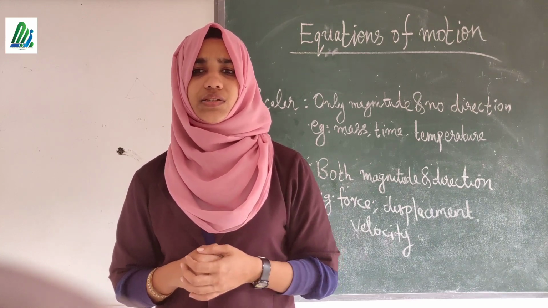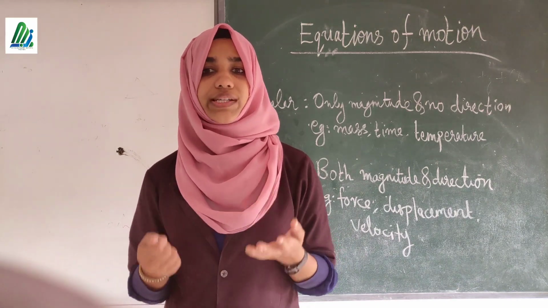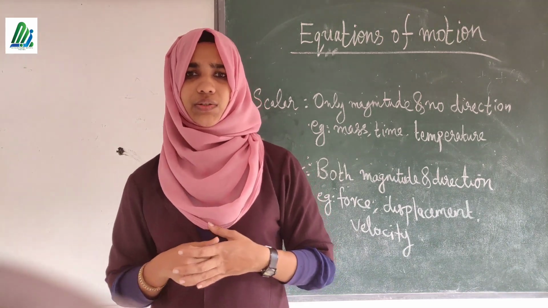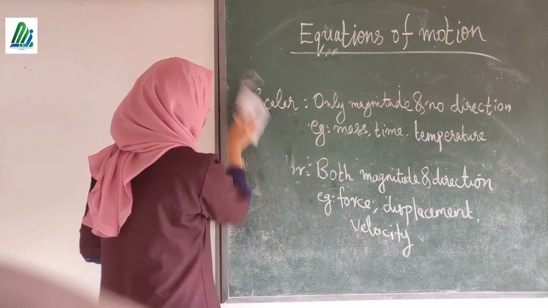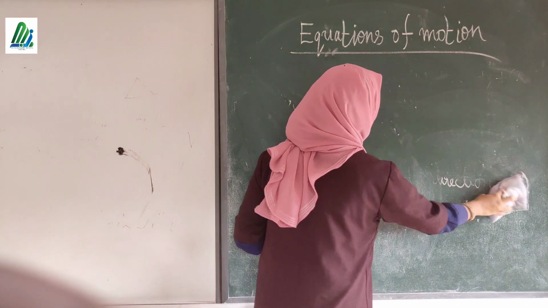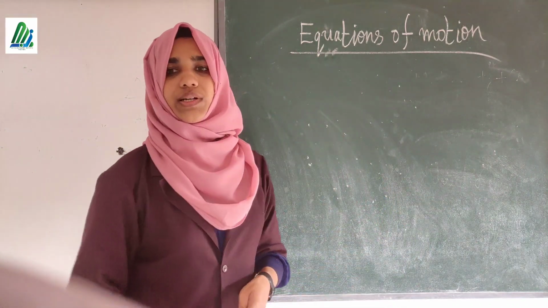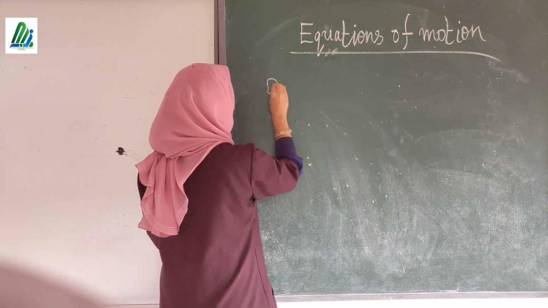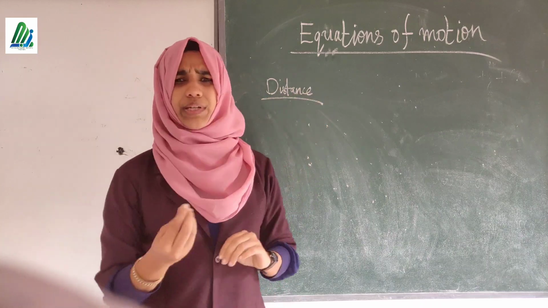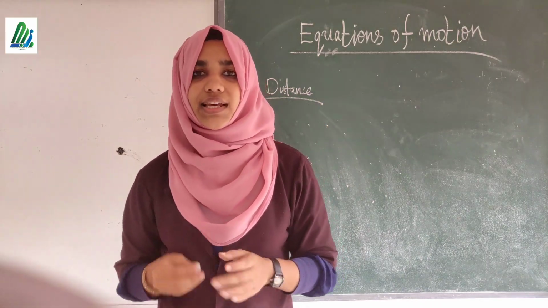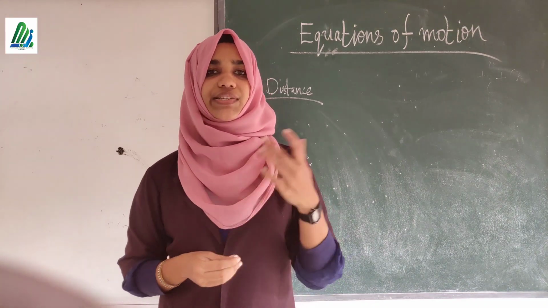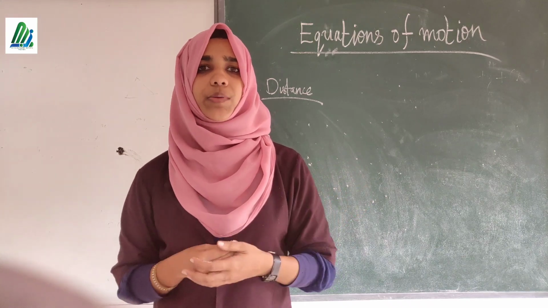In earlier classes you have studied about what is distance, what is displacement, what is velocity, speed, etc. We can just recollect about it. First one is distance. What do you mean by distance? Distance is the length of the path travelled by an object.